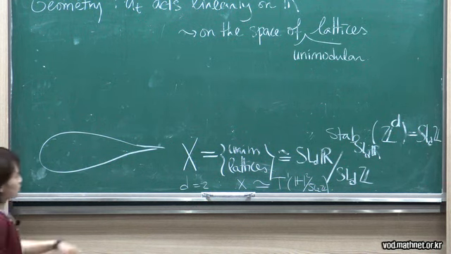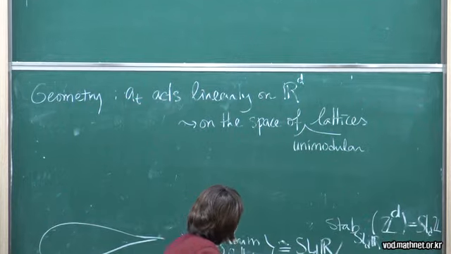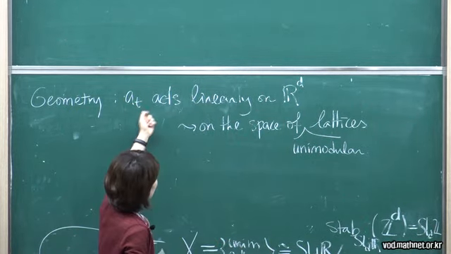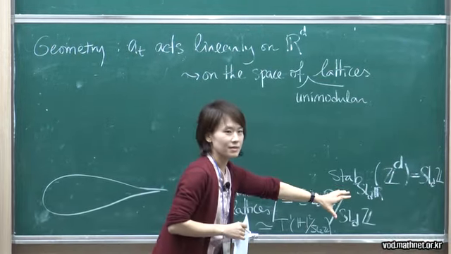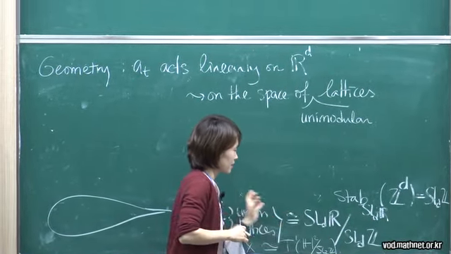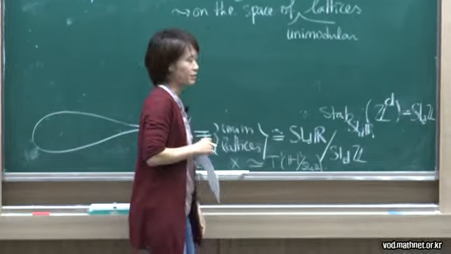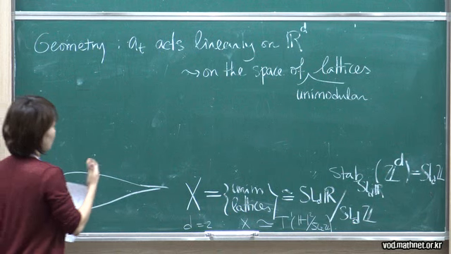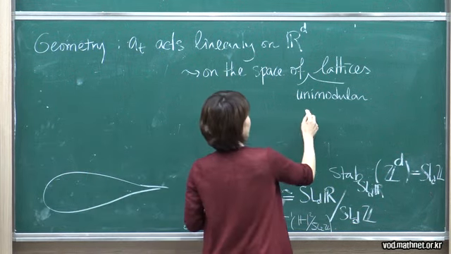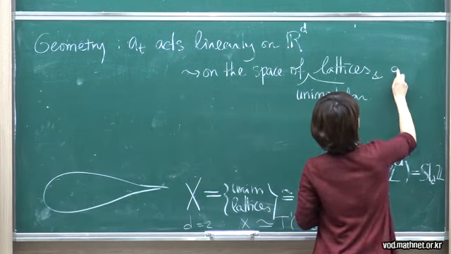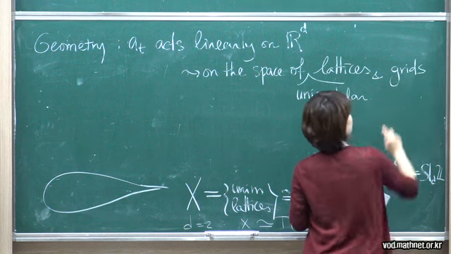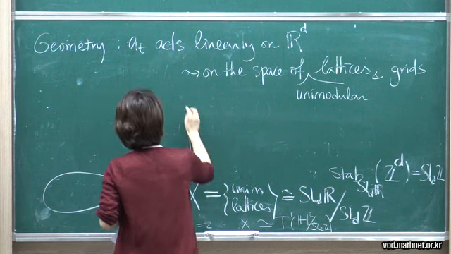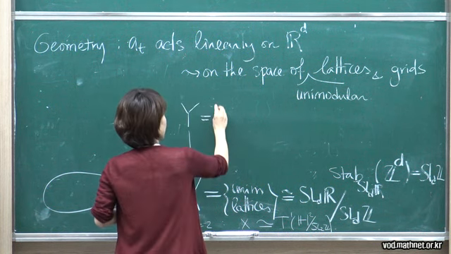And so SL_d(R), or more generally SL_d(R), acts linearly on R^d, so it acts on X. So on SL_d(R) mod SL_d(Z), it acts on the left, by left multiplication on the matrices. And not only that, it also acts on the space of unimodular grids. Okay, so what are the unimodular grids?